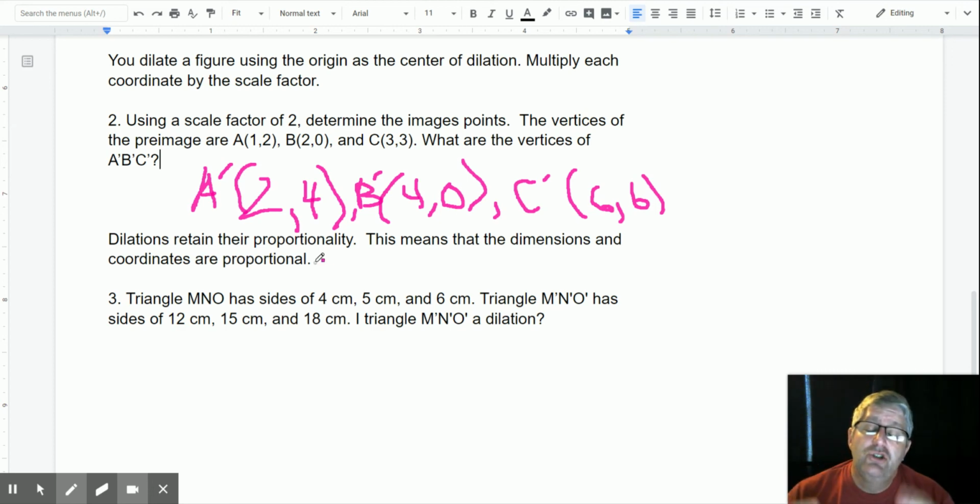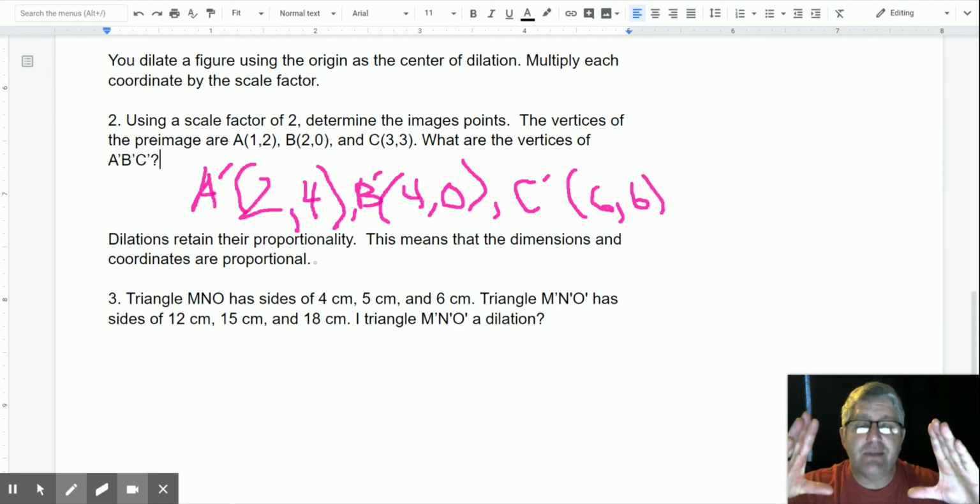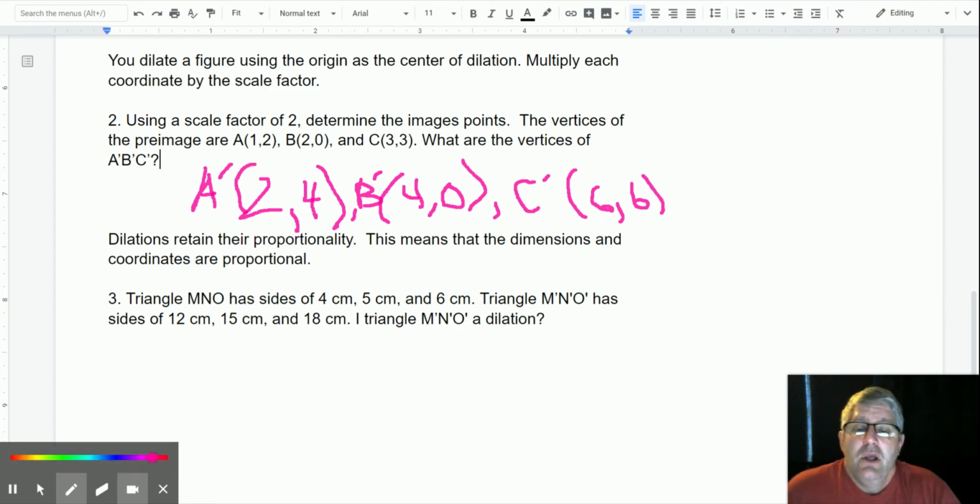So dilations do retain their proportionality. When I do a dilation, I'm just changing the size of the thing. I'm not changing the orientation. I'm not changing individual size. It remains a proportional figure. If I make one side bigger, all the sides get bigger. It retains its proportionality. That means I can use a ratio to figure out what's going on. So let's look at these.